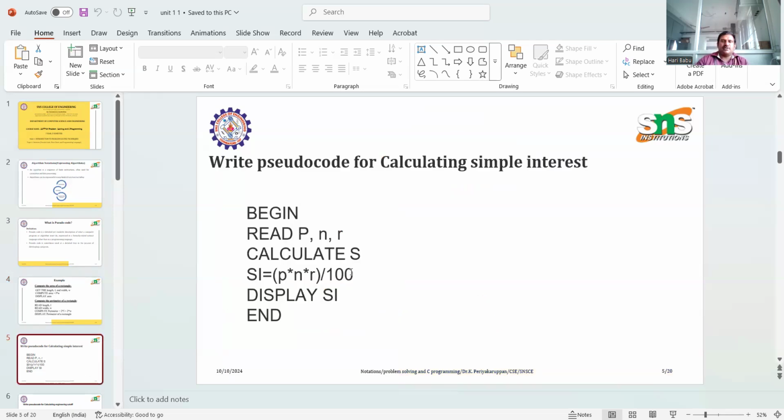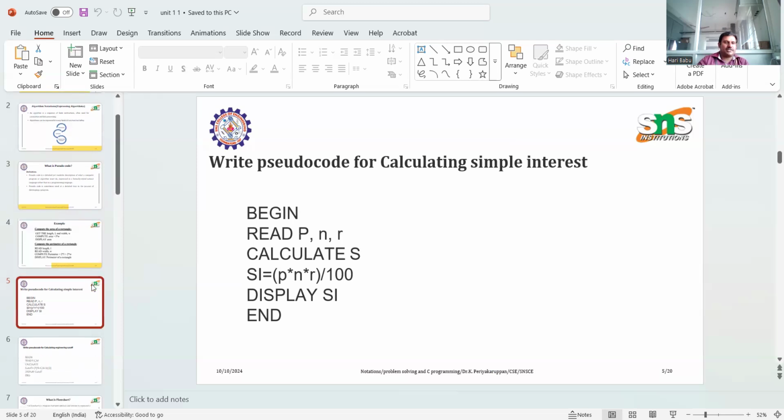Next is to write pseudocode for calculating simple interest. Let us begin. Start the process. Read P, N, R. So we are reading the terms and calculating the simple interest, SI. SI is equal to P into N into R divided by 100. Display SI. As per the requirement, we write it as answers. That's simple interest.